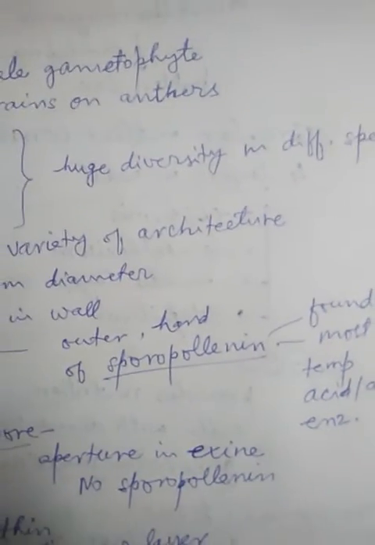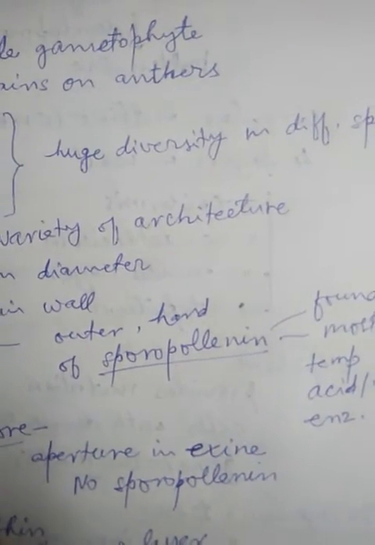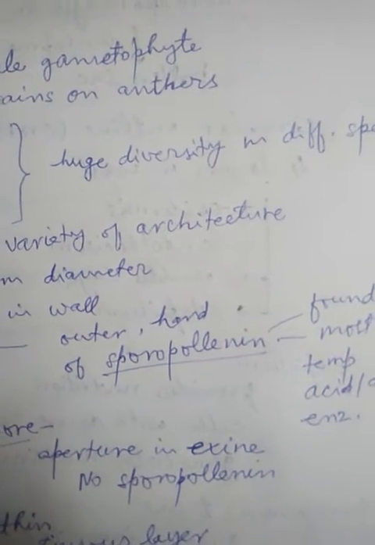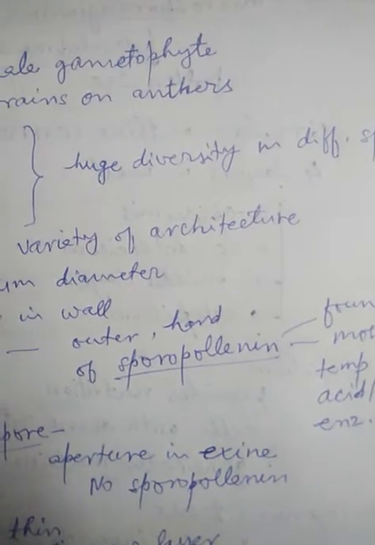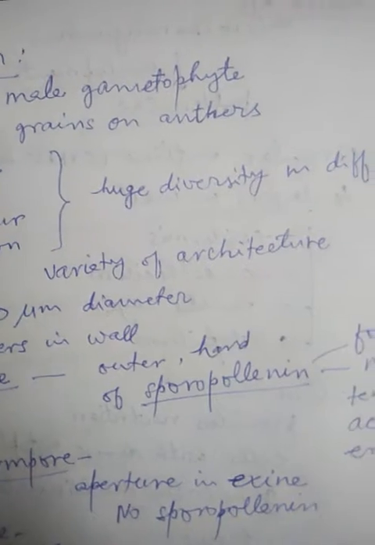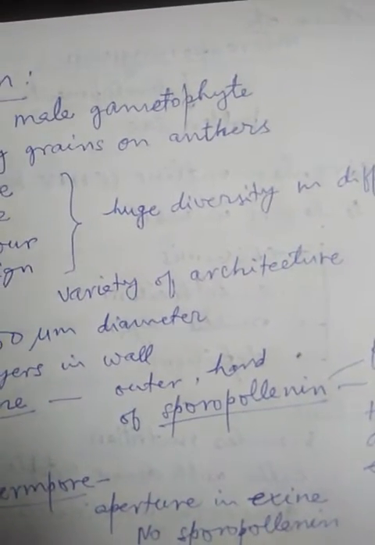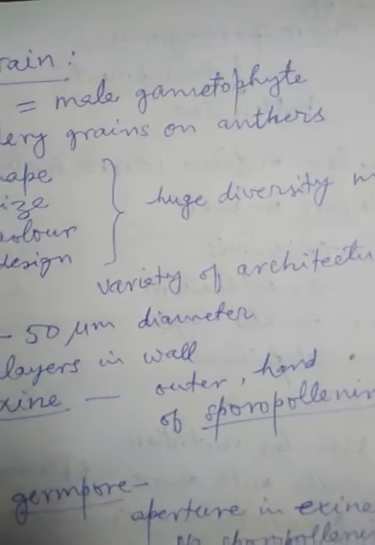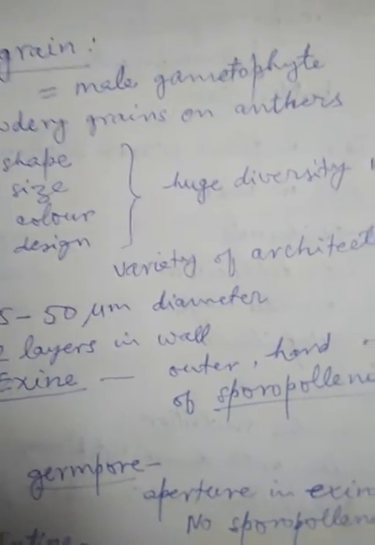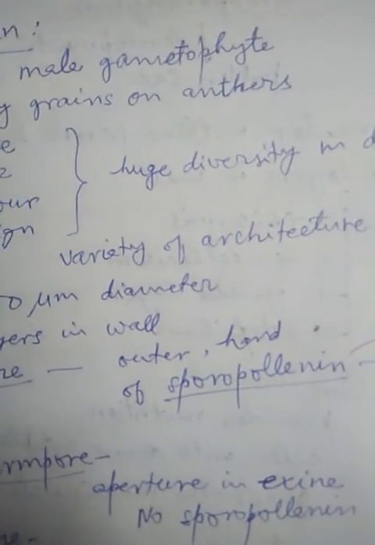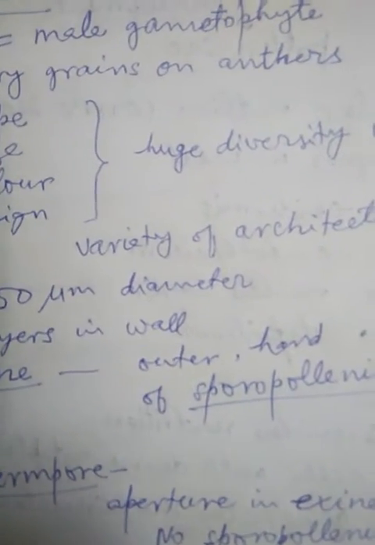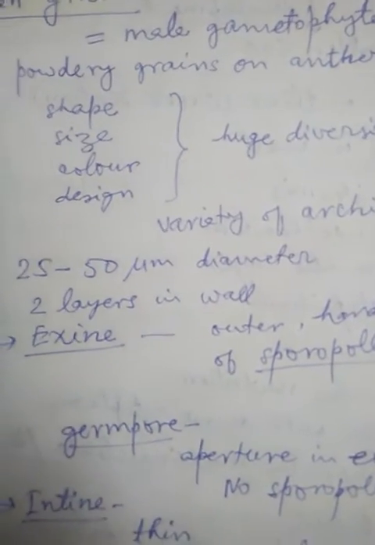So if you see a flower which is having these anthers, the androecium portion, you will see that there is a powdery grain on the anthers, right? So this powdery grain is nothing but the pollen grains. If you touch the anthers of a flower with your hand, this powdery grain will be sticking to your fingers. So these are the pollen grains. If you put them on a glass slide and you observe under a microscope, you can appreciate its beauty.